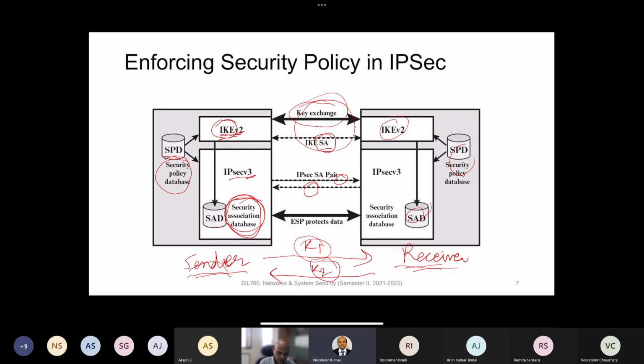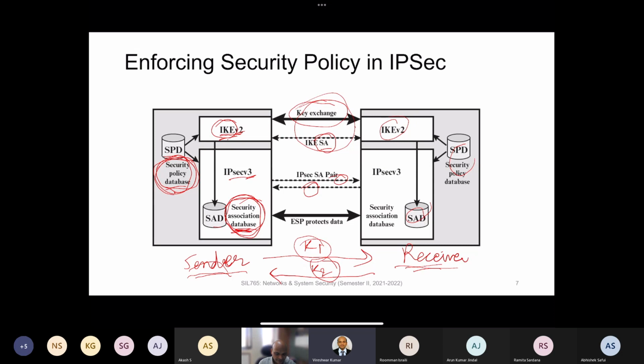And therefore, the security policy database is the one which decides this for each packet: what should we be using for this particular packet? Should we use authentication in ESP mode, or is encryption alone fine for ESP mode? Okay, so that is one part. I will go into more depth on the security policy database in a minute.